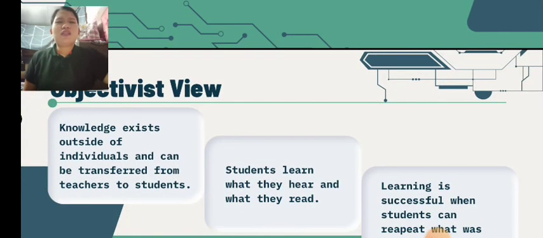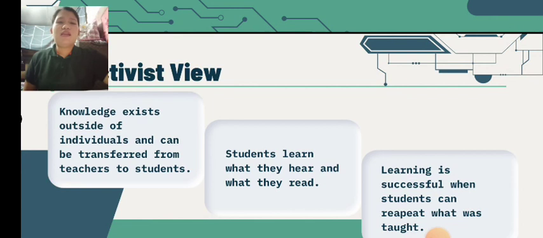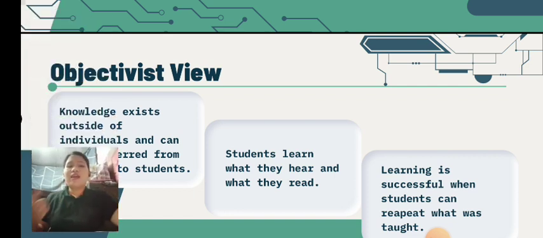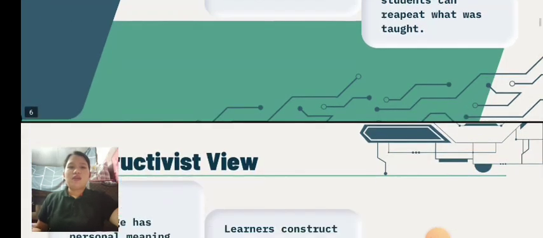So, in the objectivist view, it is said that knowledge exists outside of individuals and can be transferred from teachers to students. In the objectivist view also, students learn what they hear and what they read. Learning is successful when students can repeat what was being taught to them.